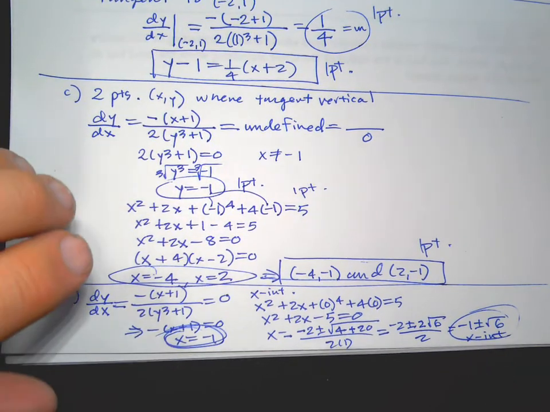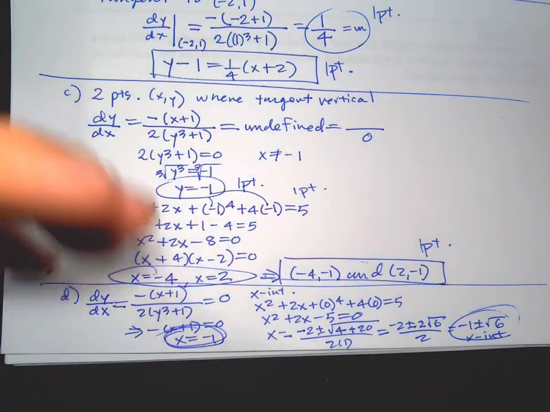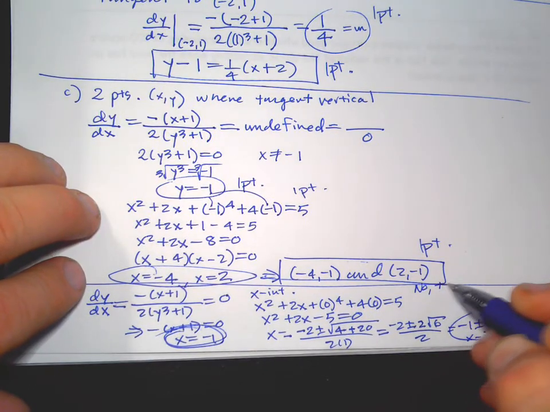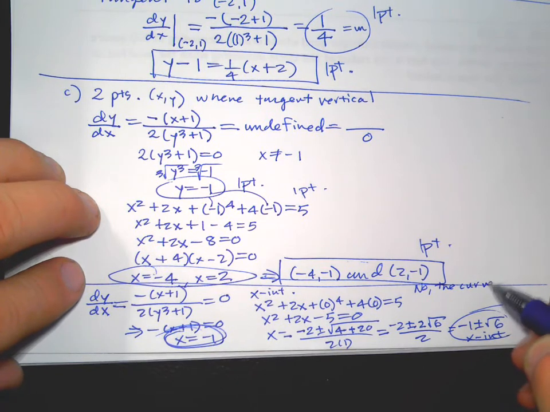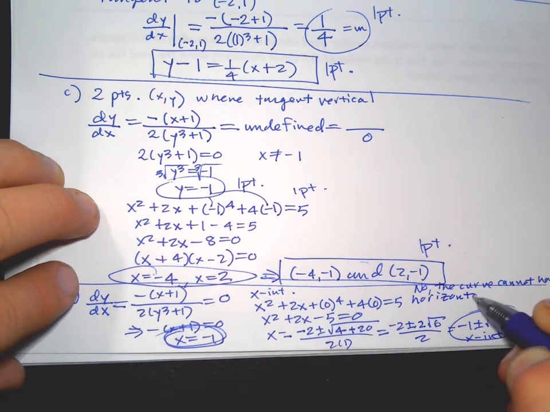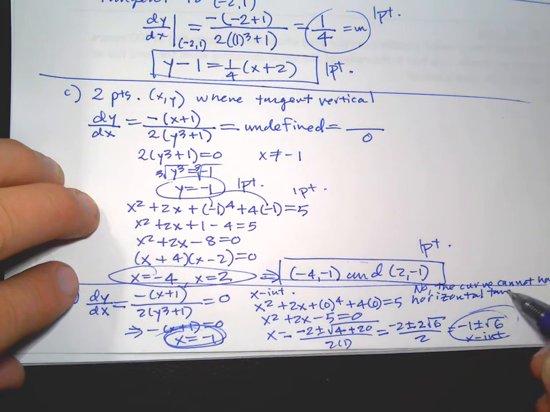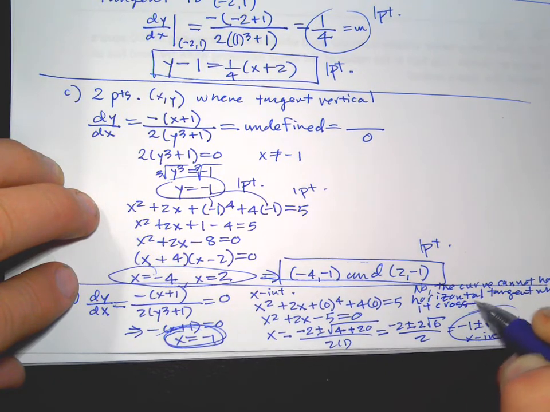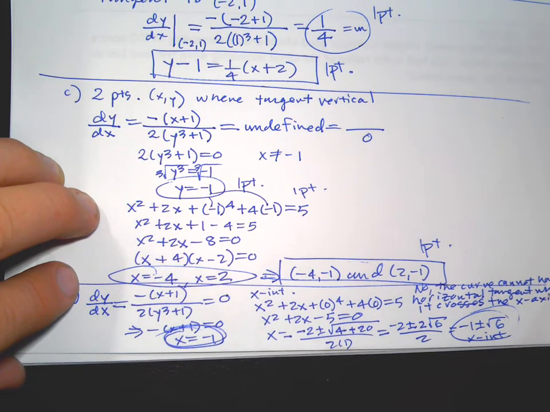So no, the curve cannot, and you want to write that, you want to say something like, no, the curve cannot have a horizontal tangent where it crosses the x-axis.